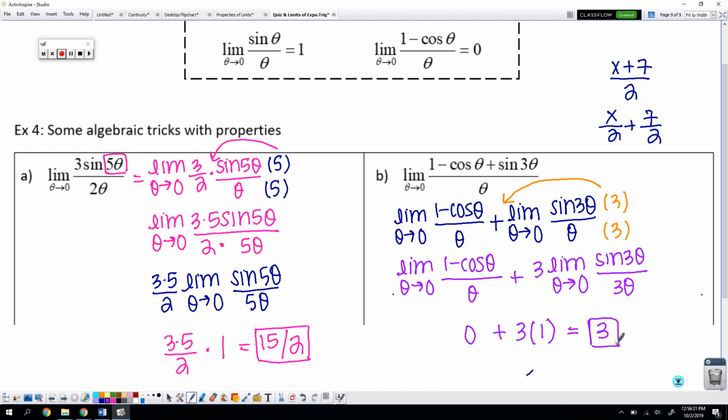All right? If you need help with these things, all you have to do is come in and see us, but that's all you need to know about doing these special properties. Just memorize those and always search for them when you're doing limits.